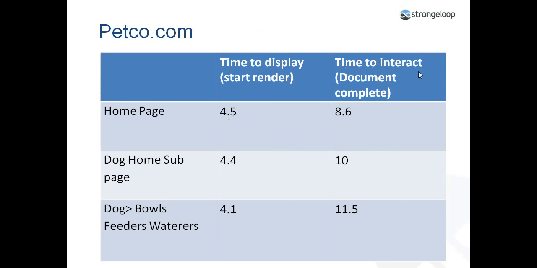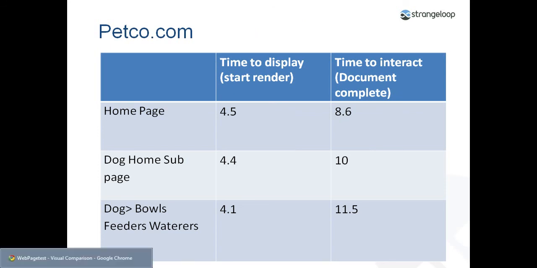And when is it, here, the time to interact? Meaning, when is the site ready, loaded, and ready for me to do action? Obviously, between these times, some sites are ready for action and some aren't. My home page on Petco, 4.5 seconds time to start displaying, 8.6 seconds time to interact. Say dog home page and the dog bowls and feeders page is around the same time to start and slightly longer.